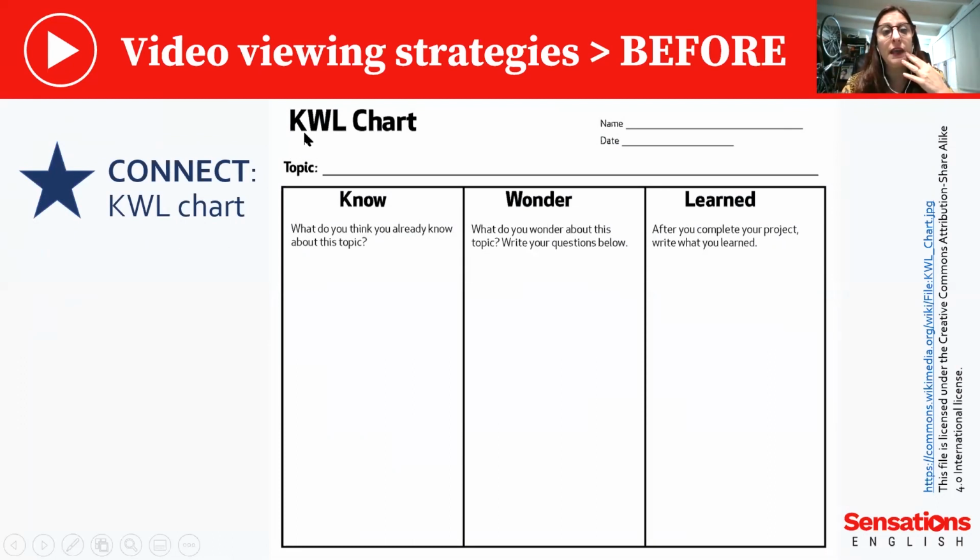And so a KWL chart, which you may be familiar with, is a chart with 3 columns, one for what you know, one for what you wonder or what you want to learn, and the last one for what you have learned after you finish the video. So you would have students completing the first two columns before watching the video, and then after they watch the video, they would complete the last column to document their thinking, their knowledge, etc. Okay, and that is a way to connect what they already know with the topic, the content of your video.